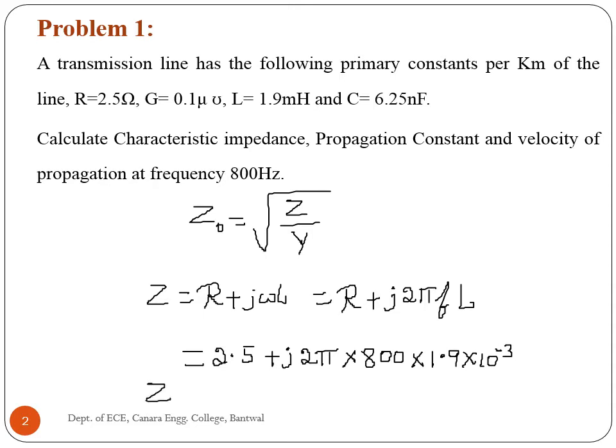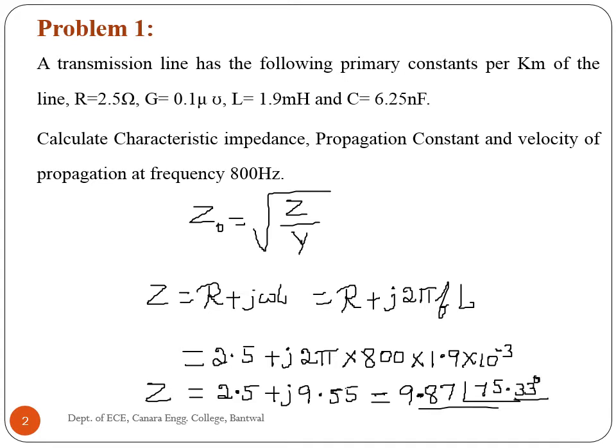Therefore, Z is equal to 2.5 plus j 9.55 ohm, which in the polar form is Z equal to 9.87 angle 75.33 degree ohm.